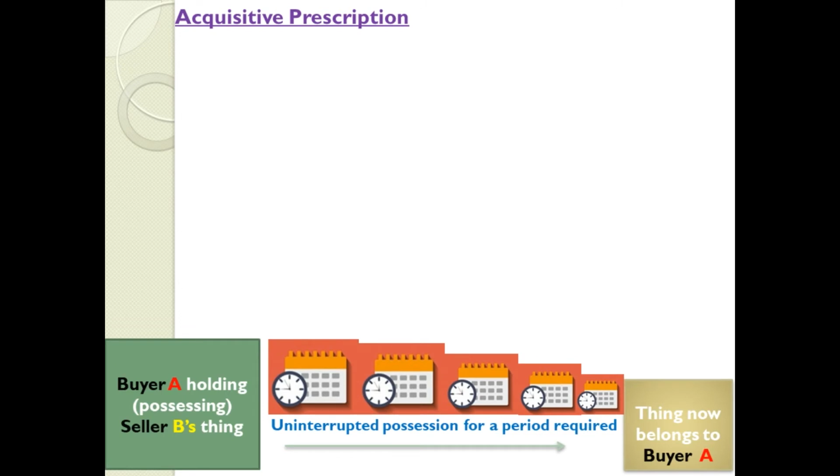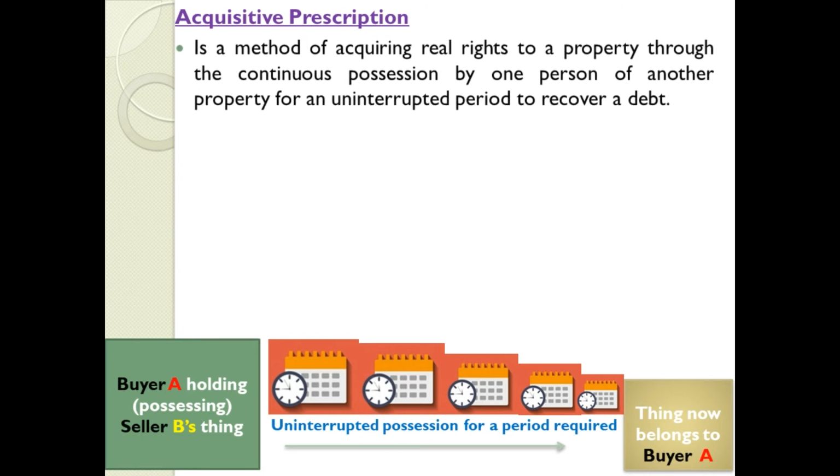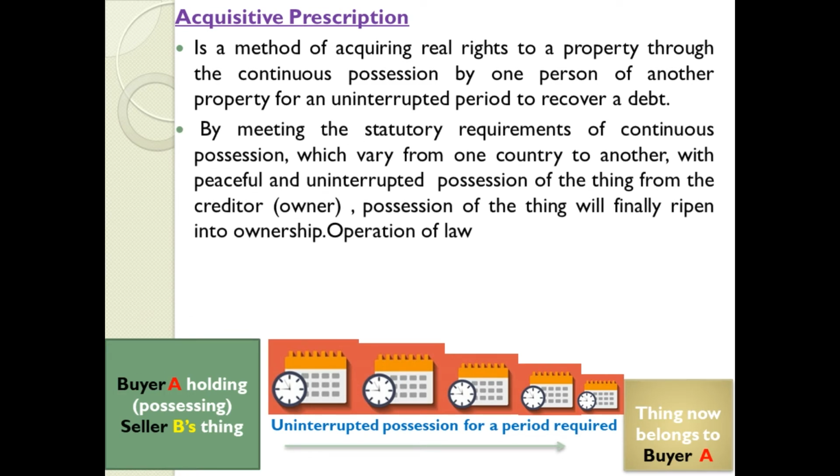Next, still under original ways of acquiring ownership, we have acquisitive prescription. It is a method of acquiring real rights to a property through the continuous possession by one person of another's property for an uninterrupted period of time to recover a debt. By meeting the statutory requirements of continuous possession, which vary from country to country, with peaceful and uninterrupted possession of the thing from the creditor, that is the owner, possession of the thing will finally ripen into ownership. So one will gain ownership of the thing through the operation of law.